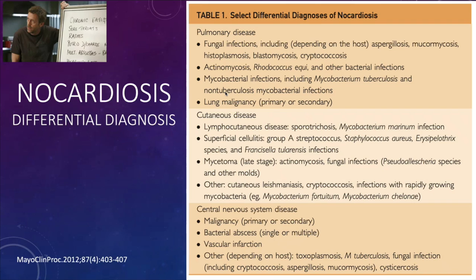For cutaneous disease, just to review what we said earlier, the lymphocutaneous forms of sporotrichoid cellulitis or lymphangitis from sporotrichosis to M. marinum. But also you can see disease that resembles standard strep or Staph aureus cellulitis. Also think about erysipelothrix. Also for the mycetoma type manifestation, think about actinomyces, fungal infections and other molds producing that type of disease. And then cutaneous leishmania. Think about that as well. We saw a case of facial involvement that looked suspicious for that. And then also rapidly growing mycobacteria like M. fortuitum and M. chelonae.